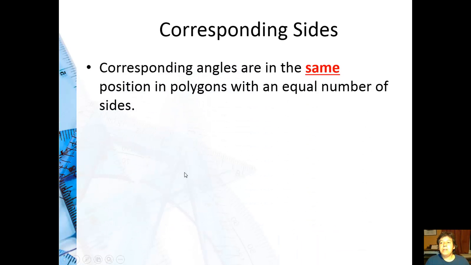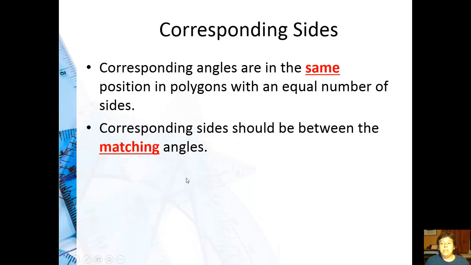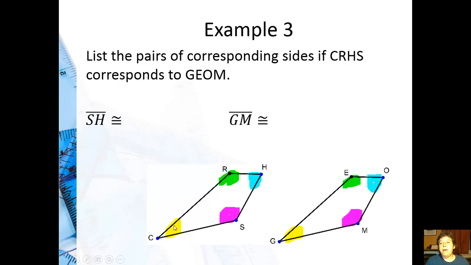So for corresponding sides, they're in the same position in the polygon too if you've already redrawn it, and so it's in the same orientation. Their corresponding sides should be between matching angles. So using our drawing from before, I have the color coding that I did. So I added in the green and the magenta here. And I'm trying to match side SH. Well, S is purple and H is blue. So starting at purple to blue, that would be MO. So SH is congruent to MO.